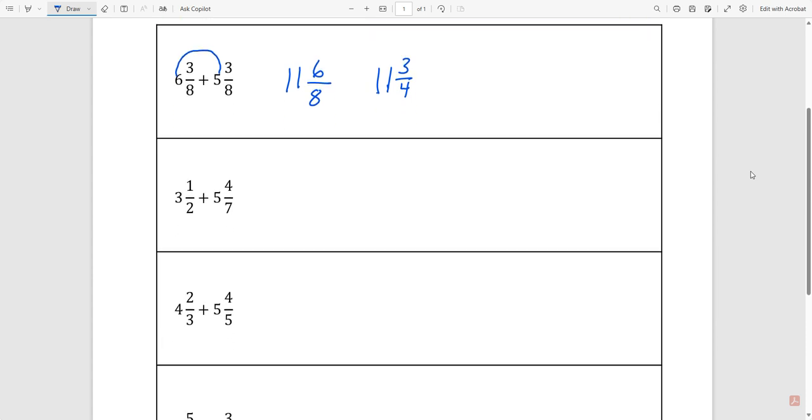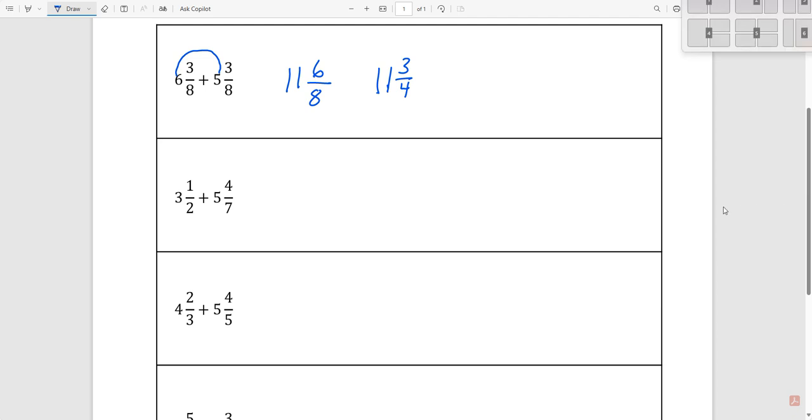Looking at the second question, however, and the few left on this sheet, the rest of the questions, the denominators are not the same. And so, therefore, we can solve them by finding the least common denominator, and then we'll add the whole parts and add the fractions, and then we can simplify afterwards. So let's look at an example.